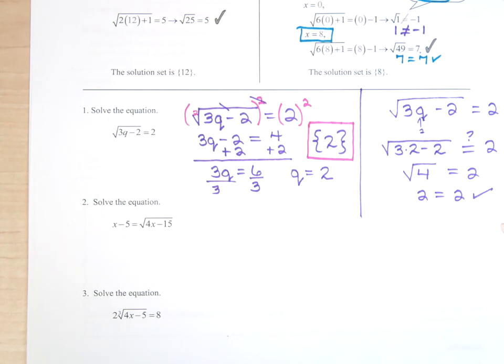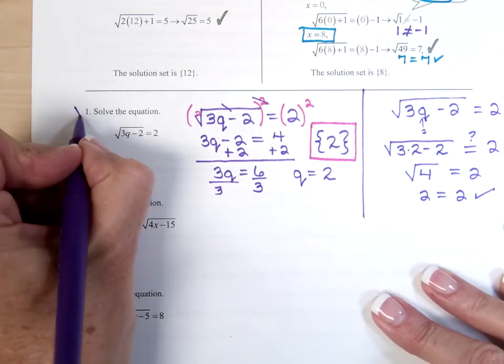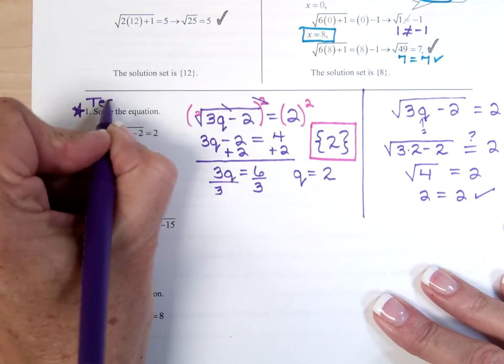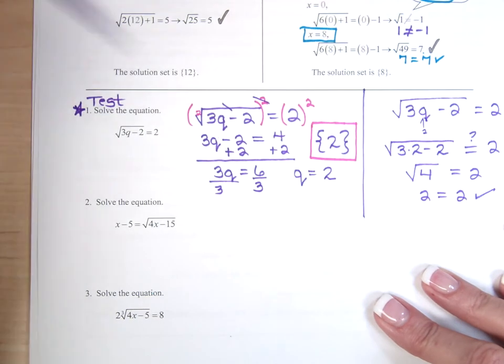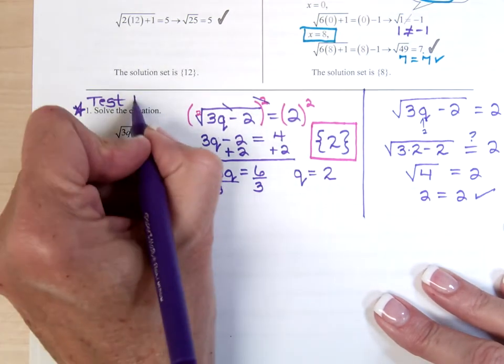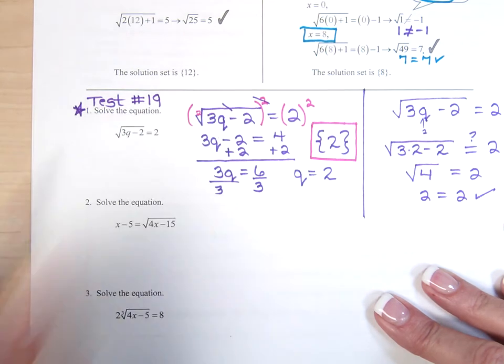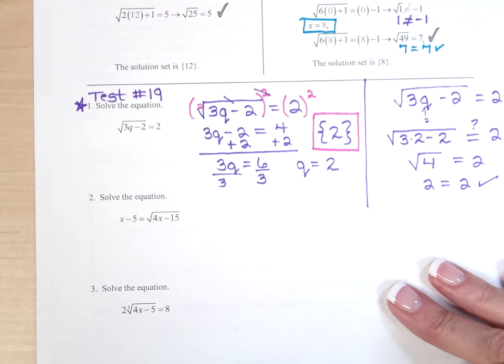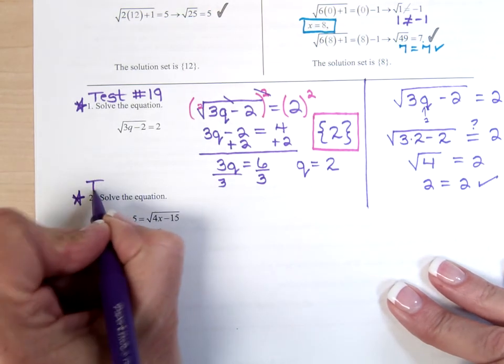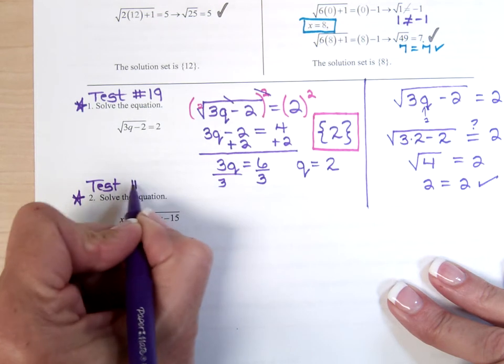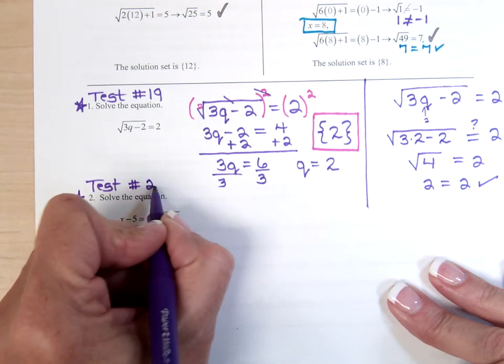Okay, so ready for another one? Hopefully the answer is yes. By the way, 1 is on the test. It is just like number 19 on the practice test. Number 2 is on the test. It is just like number 21 on the practice test. And the real test.